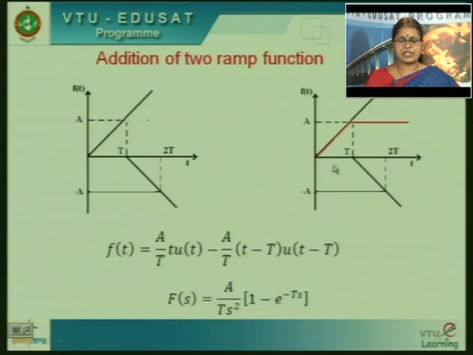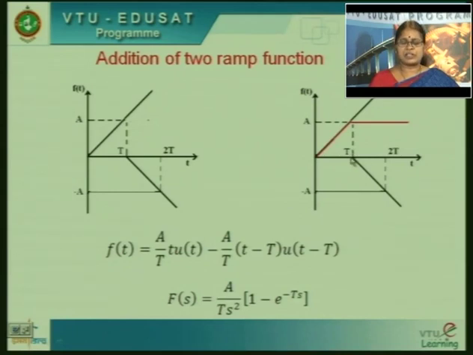Up to that time period, t equal to 0 to capital T, during this time period, the value of the second function is 0 and the value of the first function is a by T into t. So, the sum of these two functions results in a function whose value coincides with the value of the first function, because the second function value is 0. So, this is what I have shown in red color. This is the resultant of f1(t) and f2(t) between the period 0 to T.